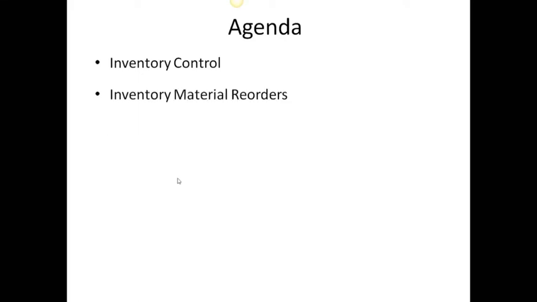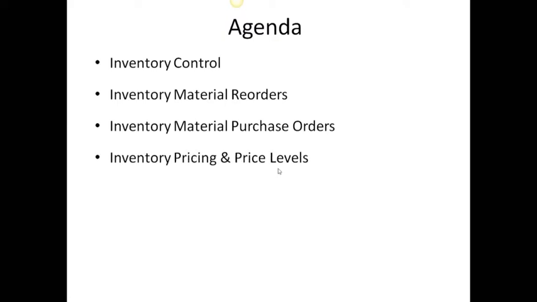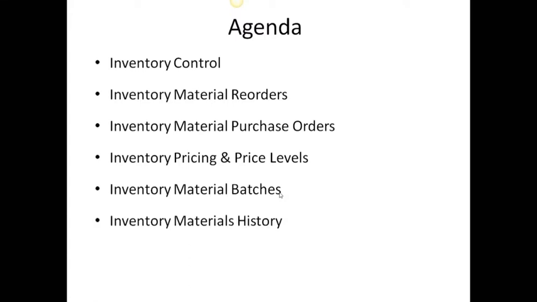So let's go into today's agenda. We're gonna be right on time today. There's going to be some really good things I think you guys will find. Our agenda today is going to cover inventory control. We're going to talk about inventory material reorders, purchase orders, pricing and pricing levels, batches on inventory items, history on inventory items, and then we're going to spend a couple minutes at the close here on the advanced price editing tool, and I'm just going to open that up a little bit for discussion.